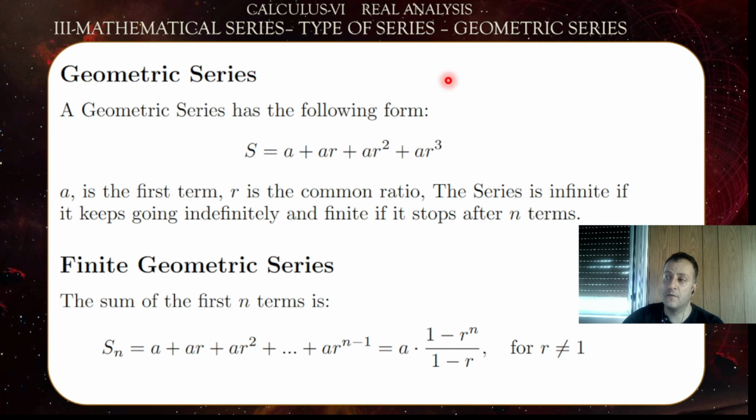So, types of series, and we're going to start with geometric series at first. We have different types. A geometric series has the following form. S, or the series, is equal to a plus ar plus ar squared plus ar to the power of 3. And you should have noticed the pattern by now. So you can keep going on, plus a times r to the power of 4, etc.